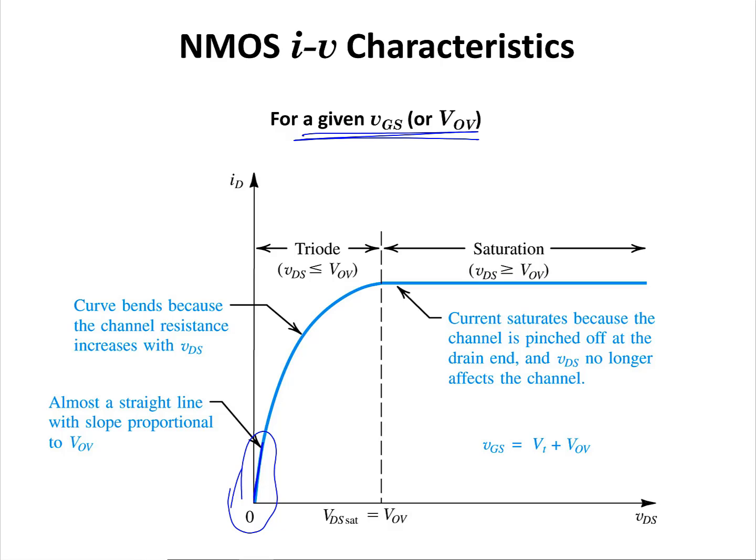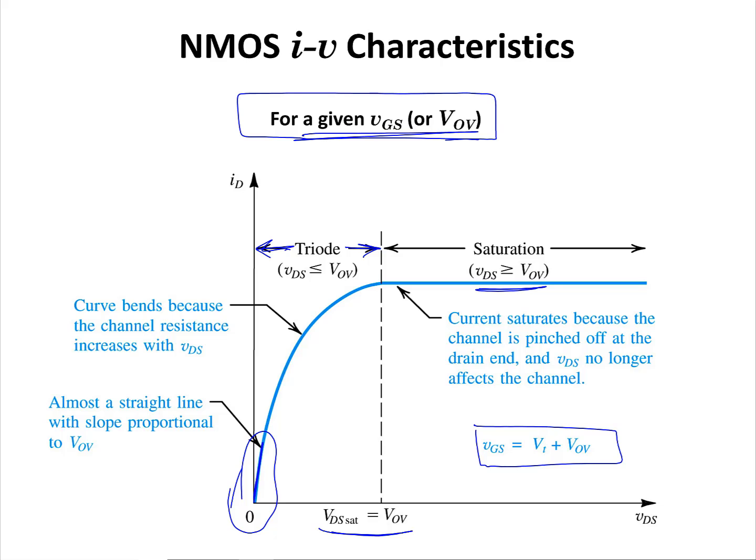As you increase VDS, the curve is going to bend, but for the entire region, the transistor operates in the triode mode, and you can use the ID equation in the triode region. After VDS reaches V overdrive, for VDS values greater than V overdrive, the transistor enters the saturation mode and you have a different ID current for the saturation mode. As before, VGS equals V threshold plus V overdrive. This curve is for one VGS value.